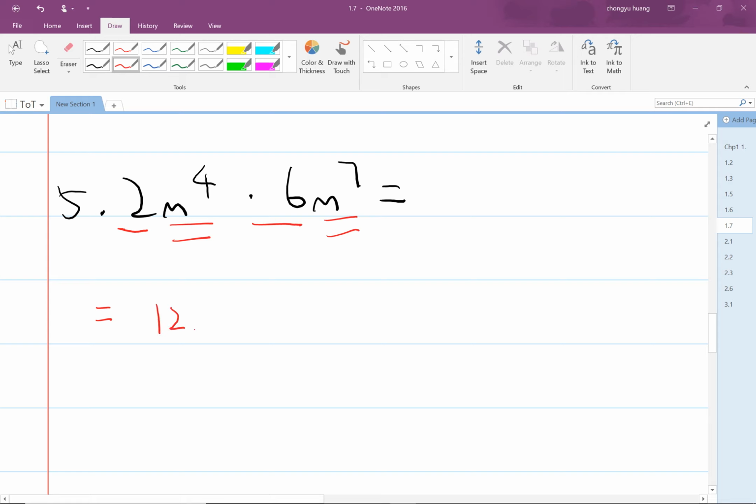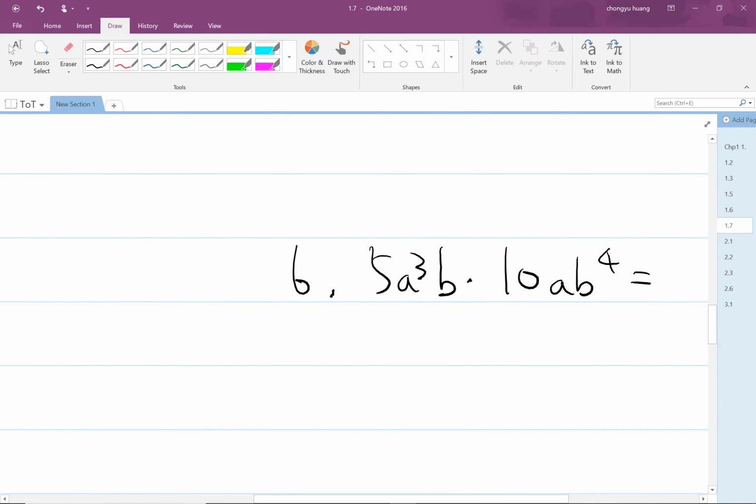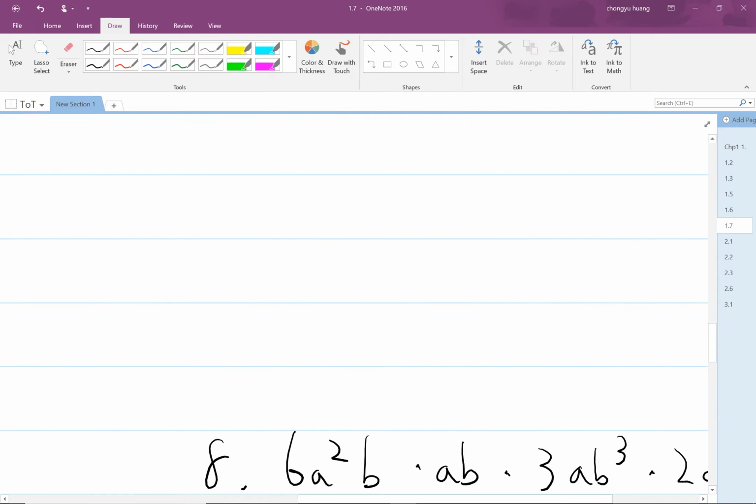And then what about m? M to the power 4 and m to the power 7. So it's going to be 4 plus 7, right? So the answer over here is m, 4 plus 7 is 11, right? So that's the answer for question 5, 12 m to the power 11, right? Okay, so let's move on to question 6.